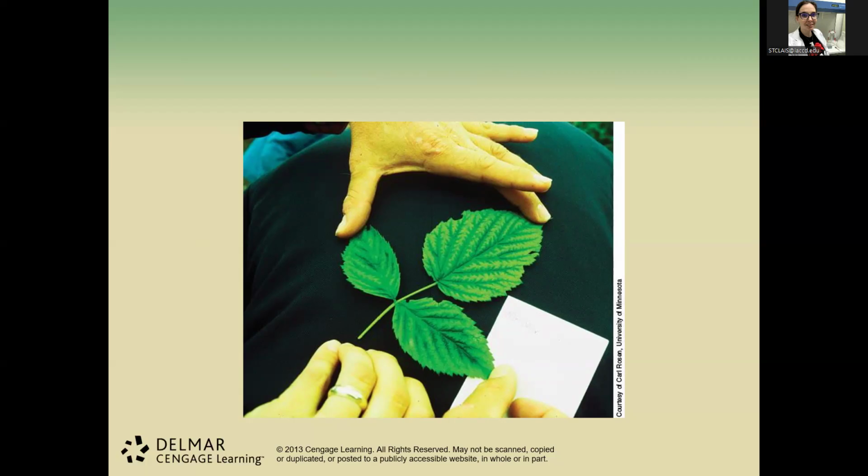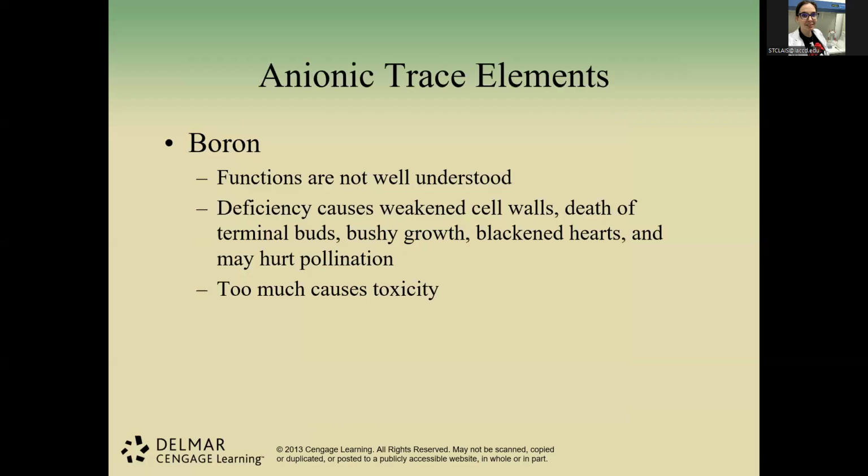Okay, and then here we have an example of a manganese deficiency. The symptom of manganese deficiency is interveinal chlorosis as well. Now, we also have some anionic trace elements, one of which is boron. So this one has a negatively charged ion. It's still an active area of research. It's not well understood in terms of its functions, although it's similar to calcium.